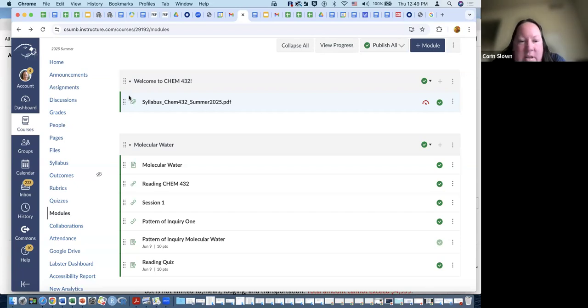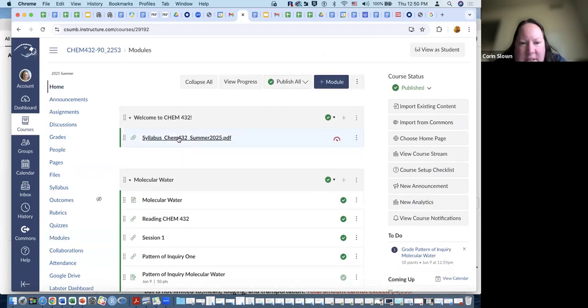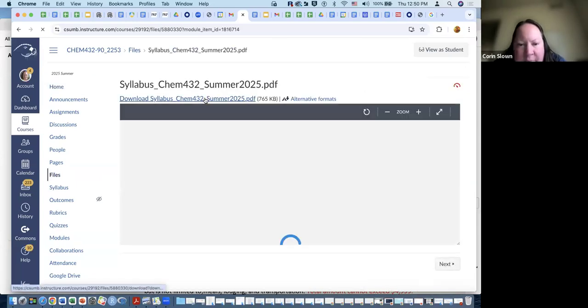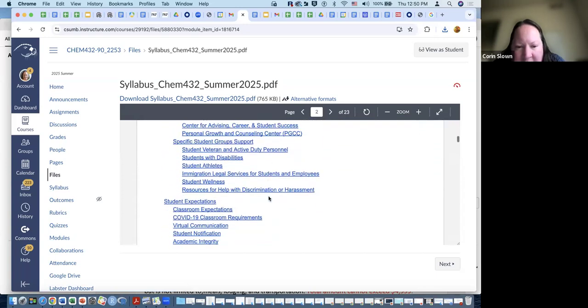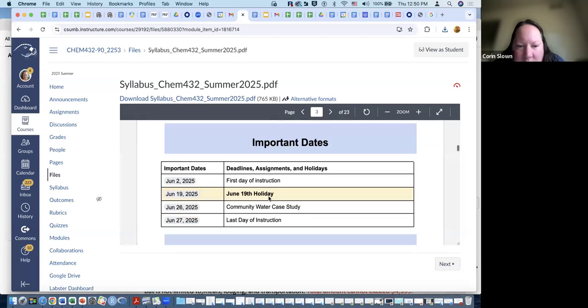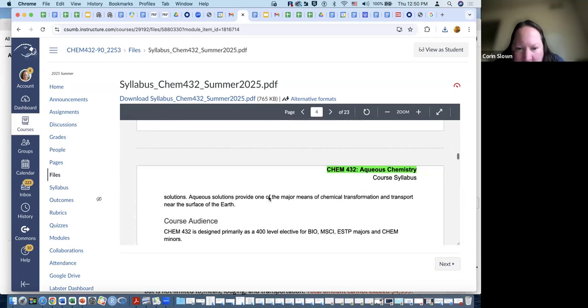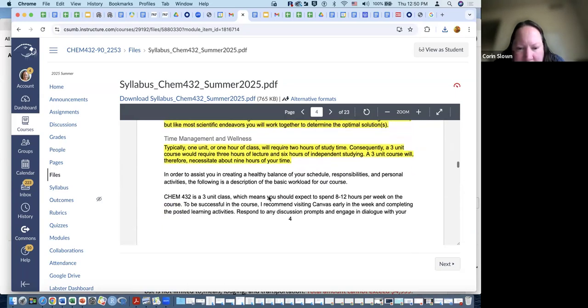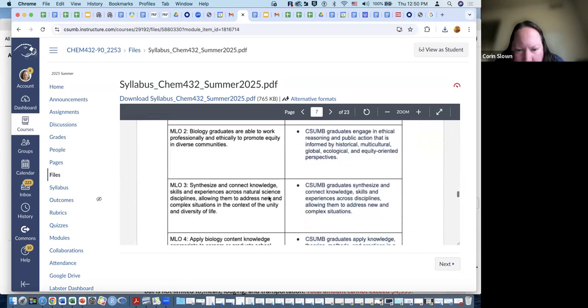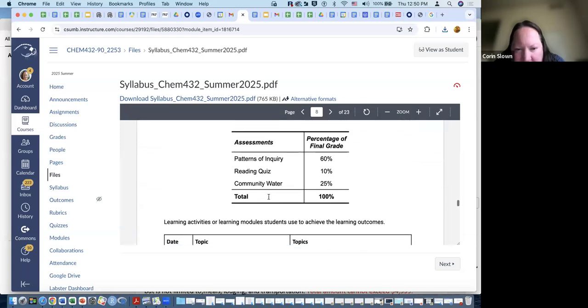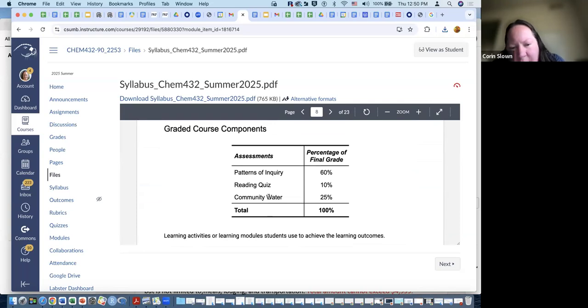This class does not have formal exams associated with it. So if you want to think about the breakdown of the course structure, 60% of your grade are the patterns of inquiry. And then 10% is the reading quizzes. And then we have a water project that will start about midway through, and that will be due the final day of class. So here's the breakdown. And we'll talk about the community water project and the associated calculations for that presentation.